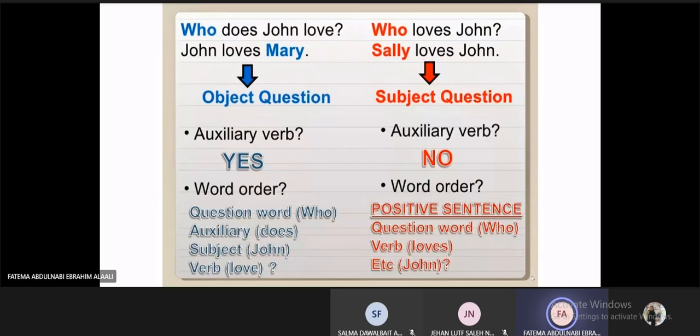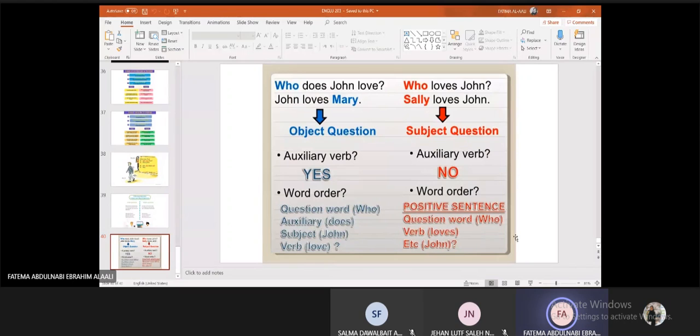For the subject questions, okay, who loves John? Sally loves John. Sally is the subject. So if you want to form a question, we do not use an auxiliary verb, we don't use a helping verb. So who loves John? Word order: we have the question word who, then we have the verb loves, and we have the rest of the sentence.